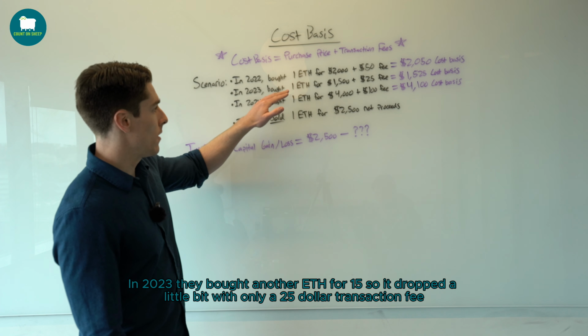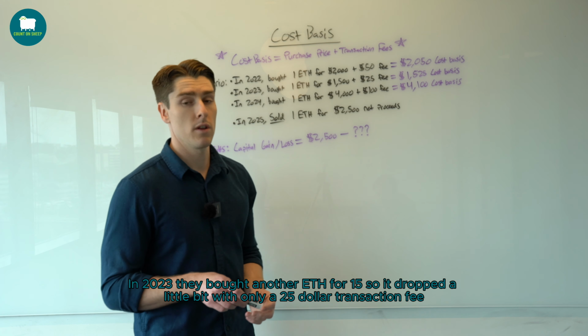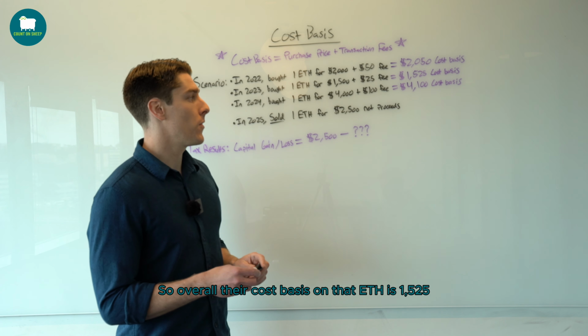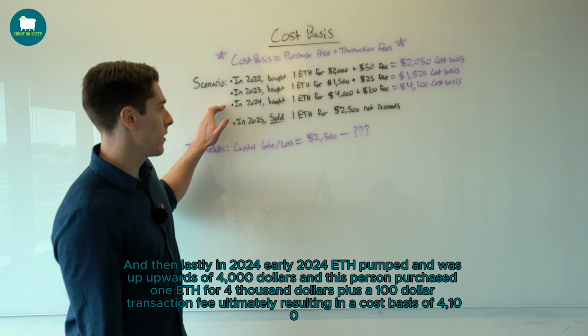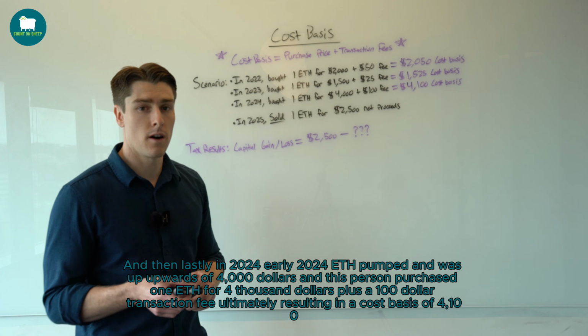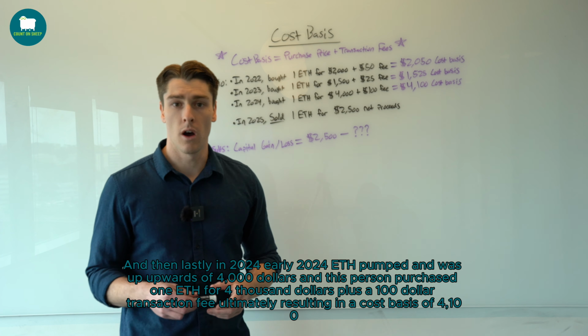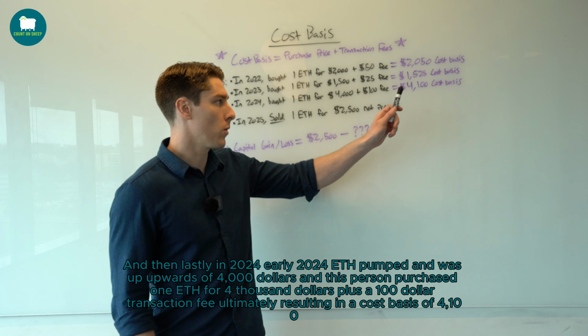In 2023, they bought another ETH for $1,500, so it dropped a little bit, with only a $25 transaction fee. So overall, their cost basis on that ETH is $1,525. And then lastly, in early 2024, ETH pumped and was upwards of $4,000. This person purchased 1 ETH for $4,000 plus a $100 transaction fee, ultimately resulting in a cost basis of $4,100.